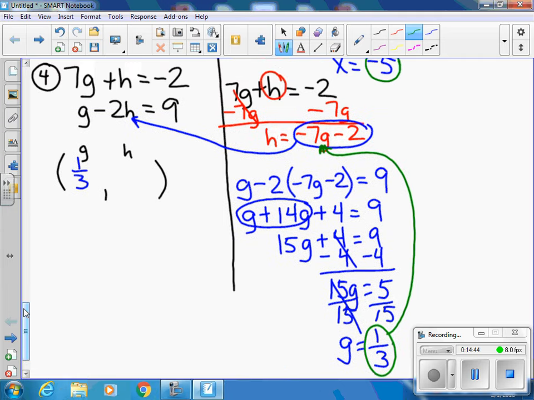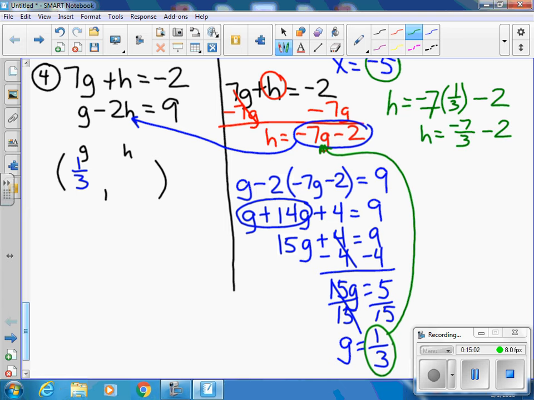Right, and here's where it can get a little bit messy. You've got h equals negative 7 times 1/3 minus 2. Okay, remember when you multiply a number times a fraction, you put a 1 on the bottom of it so you can go straight across. So now I've got negative 7 over 3 minus 2.